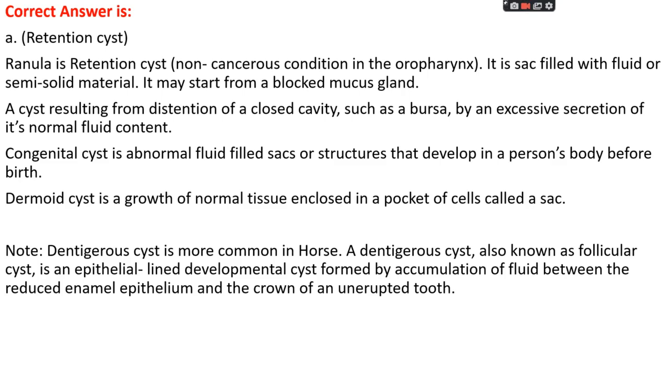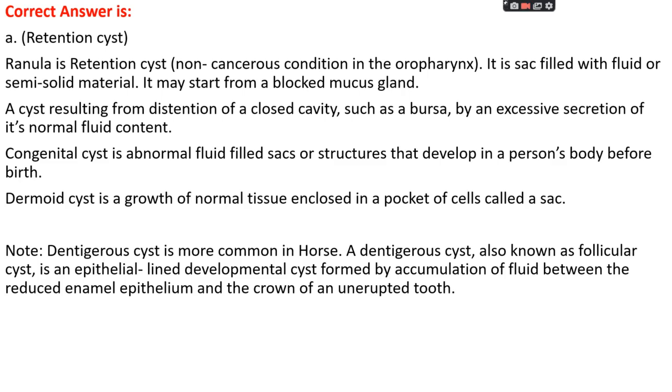It is a non-cancerous condition mainly seen in the oropharynx, where we can find a sac filled with fluid or semi-solid material, and it starts because of blockade of a mucus gland. Okay. So it is known as a retention cyst. While an exudative cyst results from distension of a closed cavity, such as a bursa, by an excessive secretion of its normal fluid content.